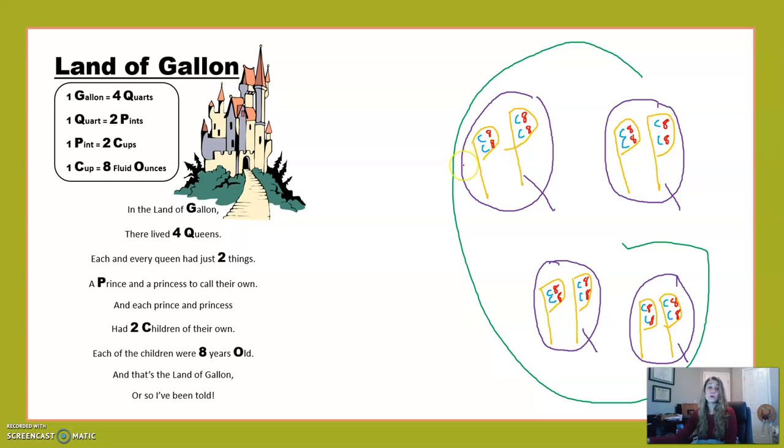Now, you could do a math problem to figure out how many fluid ounces are in a gallon. Can you figure out what that math problem would be? Press pause, see if you can do it yourself, and then press play to see if you're right.